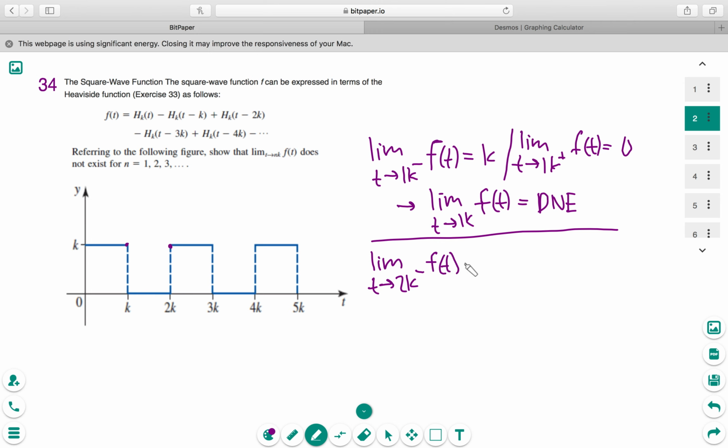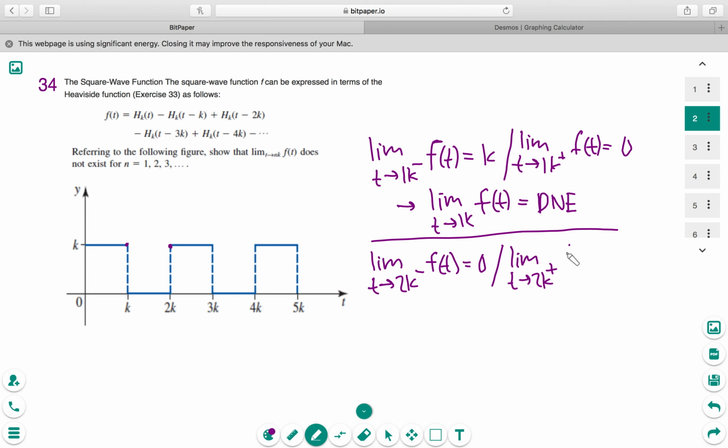So what happens when you approach it from the left side? Well, if you go from the left side, you start here, get closer and closer and closer to here, you get to 0. It doesn't really ever change. So that's going to be 0. Pretty easy, pretty simple. And now, let's approach it from the right side. So we have the limit as t goes to 2k from the right side.